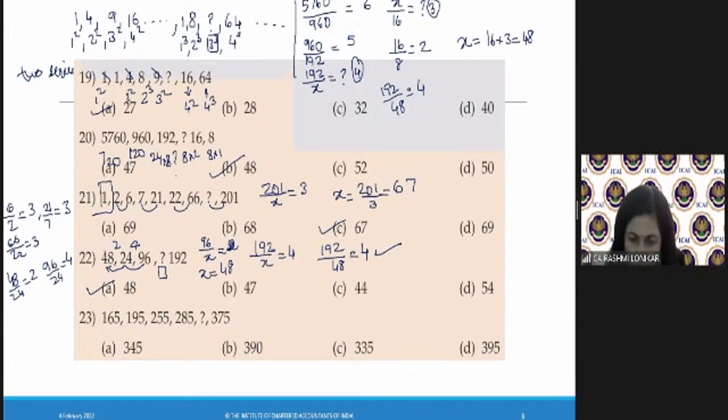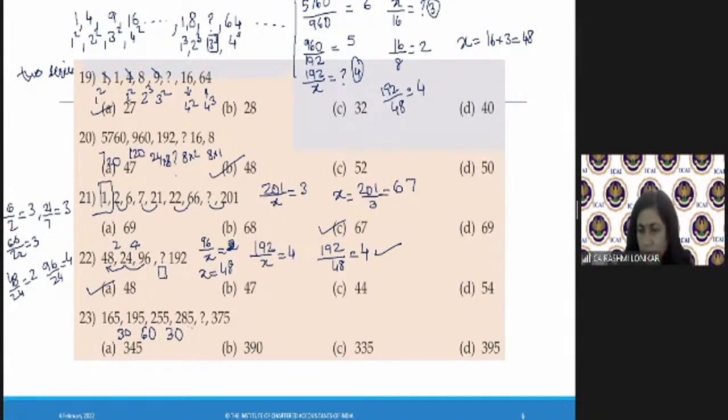So here I could see that this number in between is a smaller number. So I can see again there is a group of 3 each. Now here let us see the next sum. How much is this? 195 minus 165, difference is 30. 255 minus 195 is 60. Then 285 minus 255 is 30.